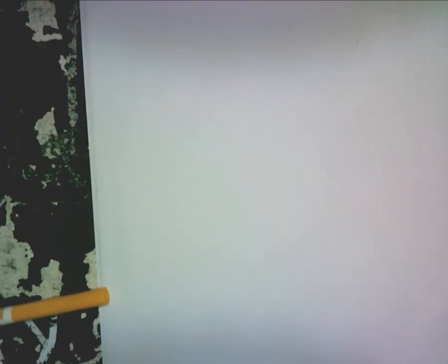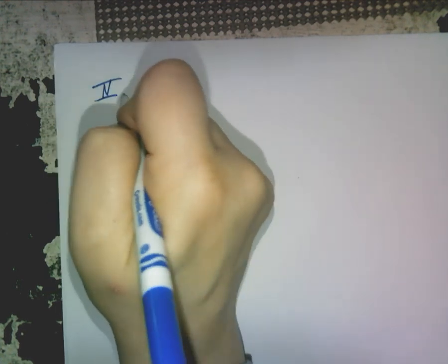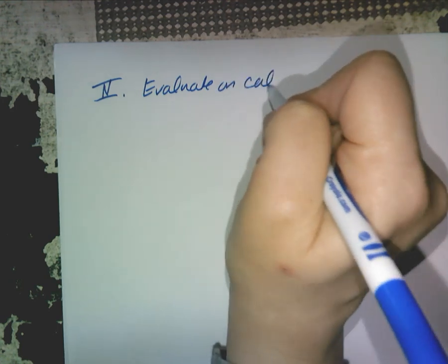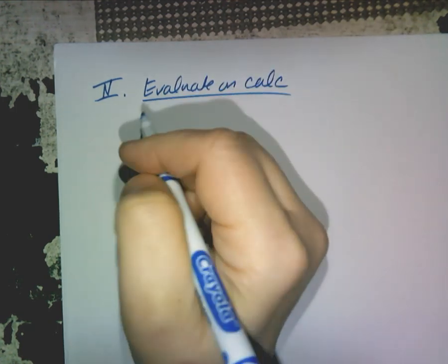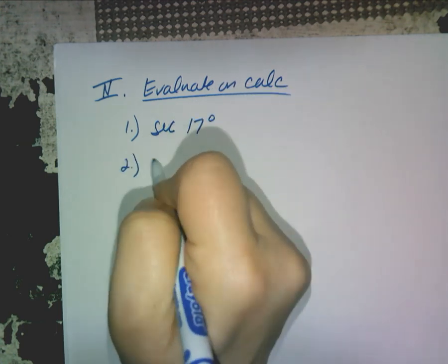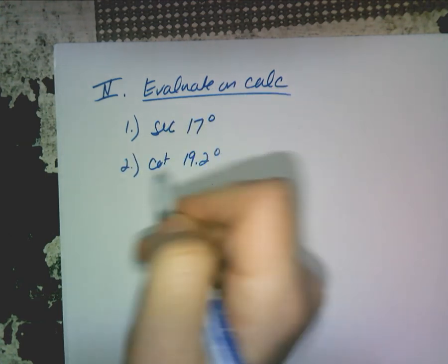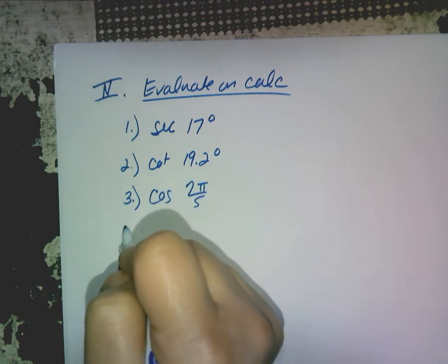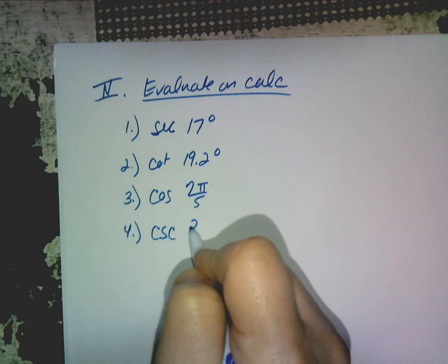I only got these last 2 things, and then we'll look at my unit circle here. Using your calculator, which you will be allowed to use for certain ones. So this is 3, part 4. Evaluate on the calculator. I believe this is for the last page. Secant of 17 degrees, cotangent of 19.2, cosine of 7 pi over 5, and cosecant of 2 pi over 5.